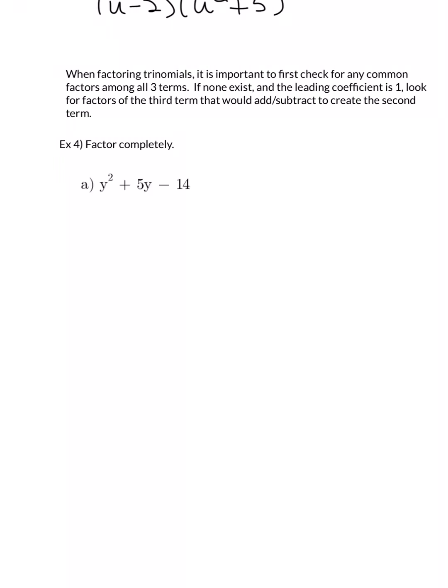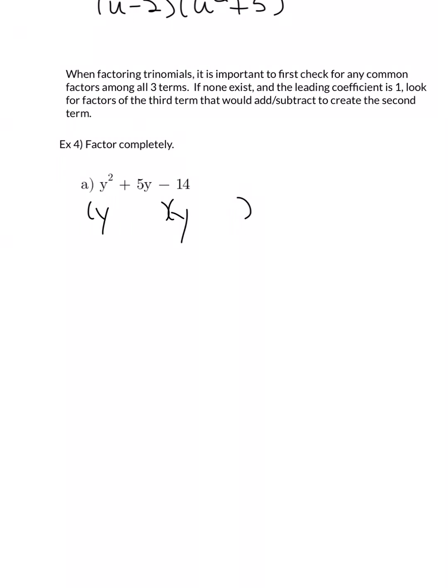The first item that we are going to factor is y squared plus 5y minus 14. There are no common factors, so I know that when I factor this, it's going to have to break into 2 sets of parentheses, and since I have a y squared, I have to have a y in the beginning of each one. My last term is negative 14, and I want to think about what factors of negative 14 would add or subtract to equal positive 5. If you think about 14, the factors are 2 and 7.